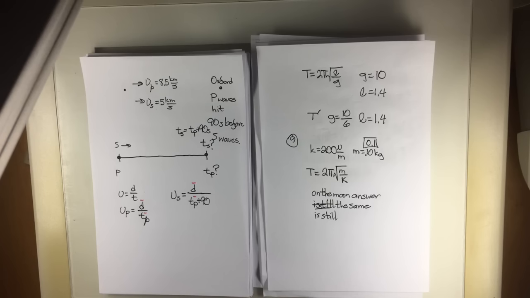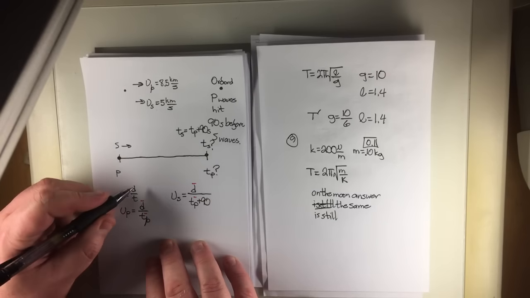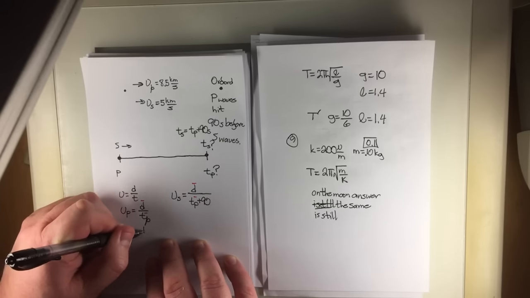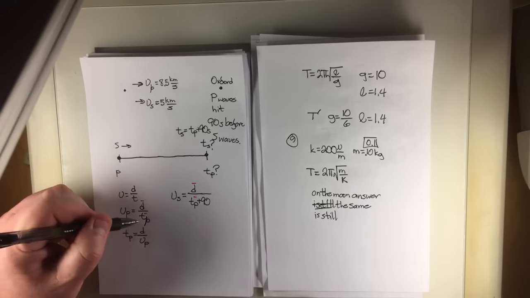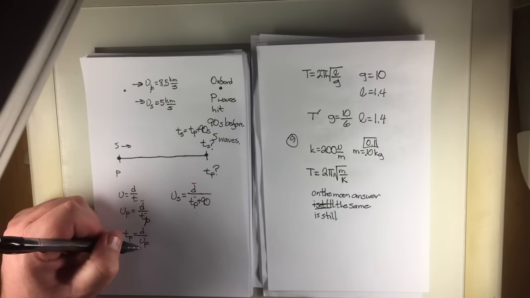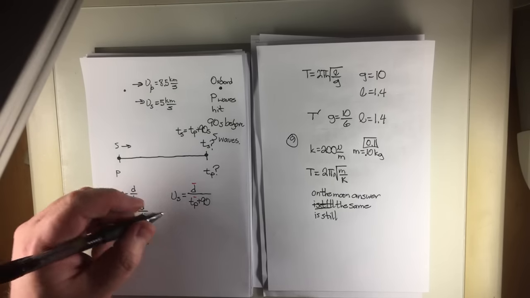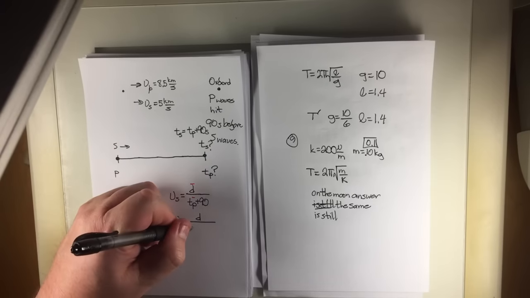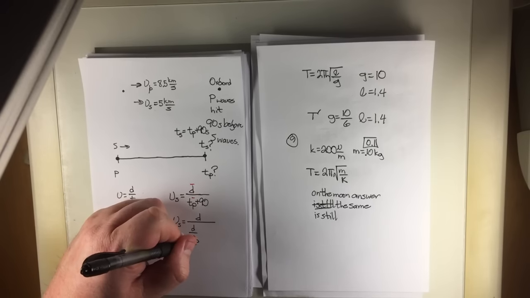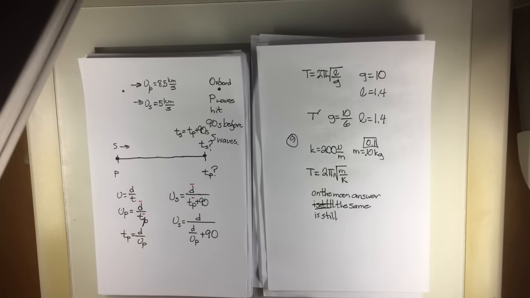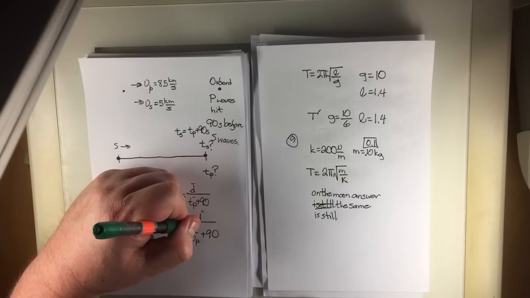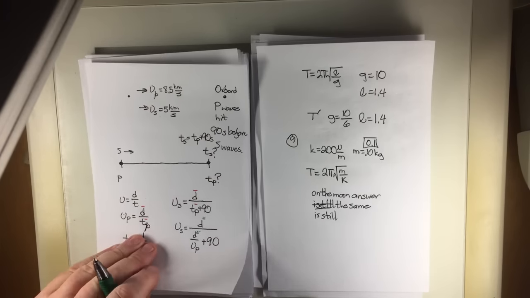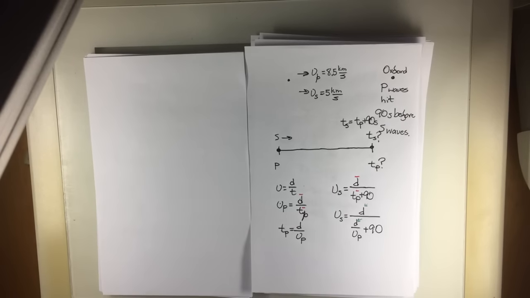What I'm going to do is get rid of time of P because I'm not looking for it. Move that up there, and the time of the P wave is distance divided by the velocity of the P wave. So Vs is equal to d over Tp, which is d divided by Vp, plus 90. So now I have one equation where there's only one unknown, and that is the d. So let's do some algebra and extract the d.